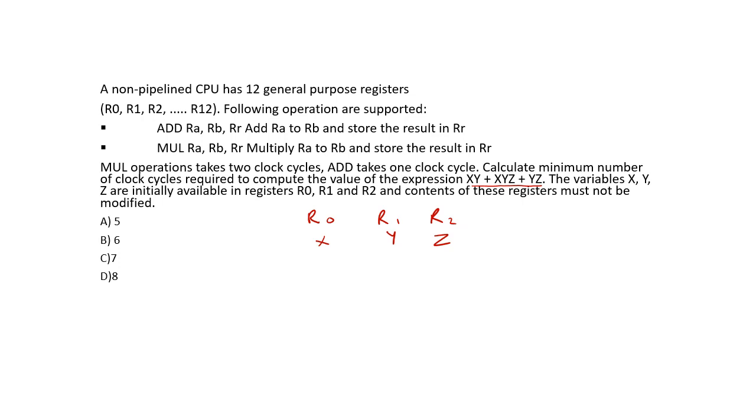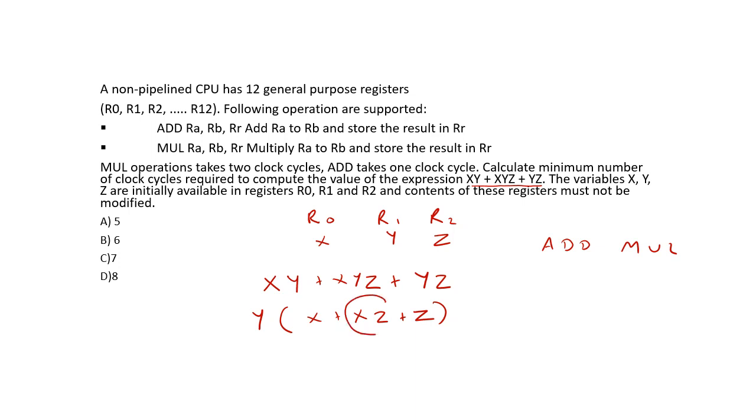So first of all, what is the thing that can be noticed? XY plus XYZ plus YZ. Yes, Y is common across all the expressions, so we get Y times (X plus XZ plus Z). Now, how many operations are needed? We have addition and multiplication. The first operation would be to multiply X into Z. So we have one multiplication.